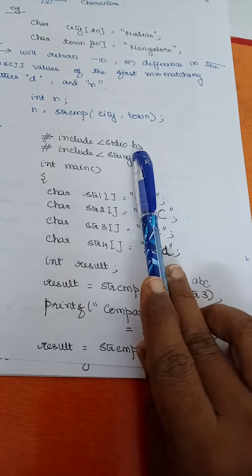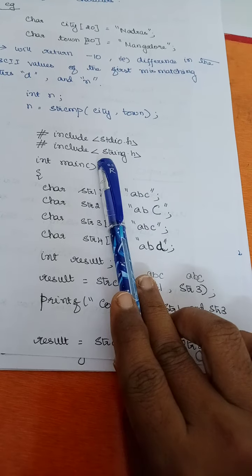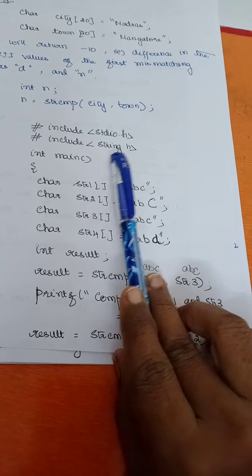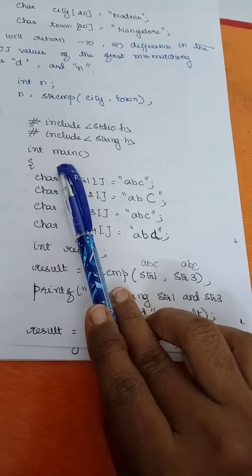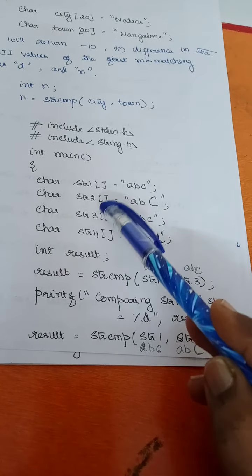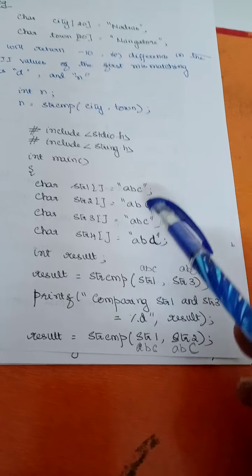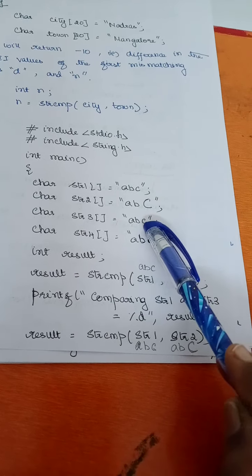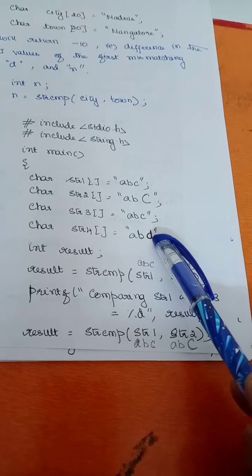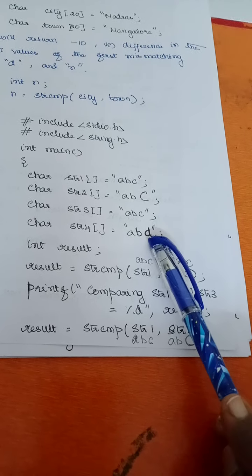Now, #include <stdio.h>. Since I am using the library function, I have string.h, int main. I have 4 character arrays, ABC. Here I have a capital C. Here I have a small c. Here I don't have a c, instead of that I have d.